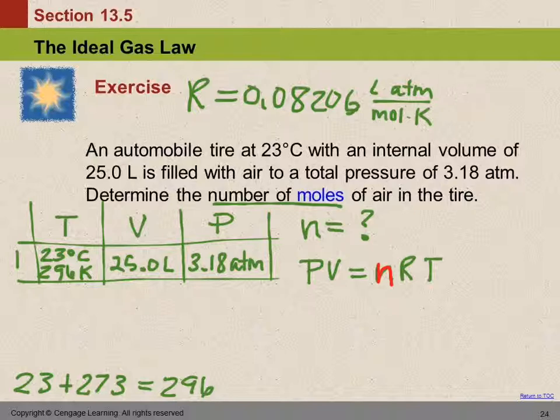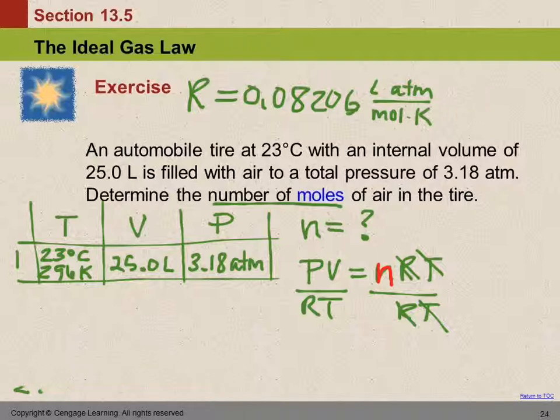So how do we get n by itself? Divide by RT. The things that we want to get rid of, R cancels R, T cancels T. If we do that to one side, we have to do it to the other side. I'm going to erase our little scribblings down here because I need the space. So now we have n equals PV over RT.